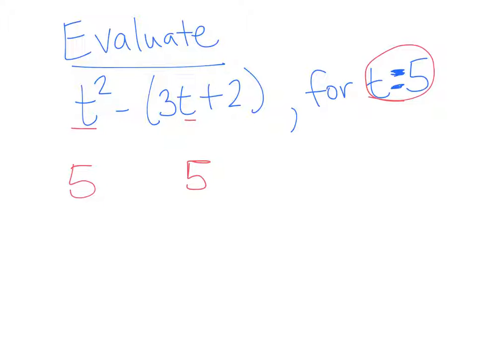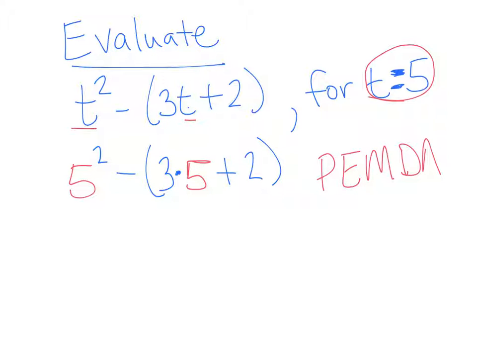So my t turned into a 5, the squared comes down, the minus comes down, parentheses, and the 3 comes down. Be careful here though, because I had 3t, that's really 3 times t, so it should be 3 times that 5 instead of the t. The plus sign comes down, and the 2 comes down. Okay? So now I just have a simpler expression with just numbers.